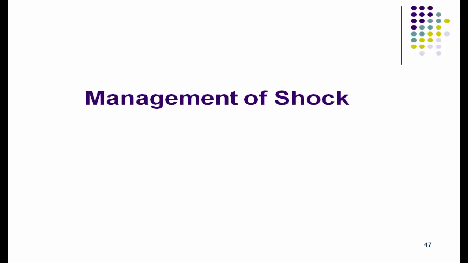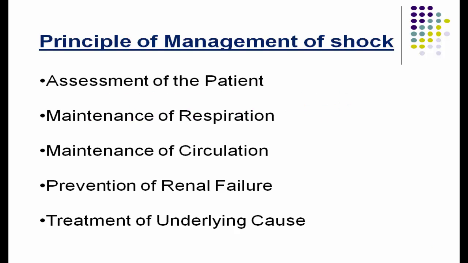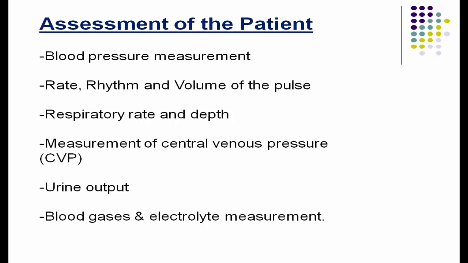Now, the management of different types of shock. Principles of management of shock: assessment of the patient, maintenance of respiration, maintenance of circulation, prevention of renal failure, treatment of underlying causes. Now, the assessment of the patient. Blood pressure measurement should be done. Rate, rhythm and volume of the pulse, respiratory rate and depth should be measured. Measurement of central venous pressure or CVP, urine output, blood gases and electrolyte measurement should be done.